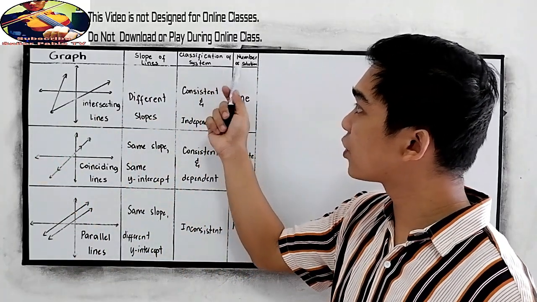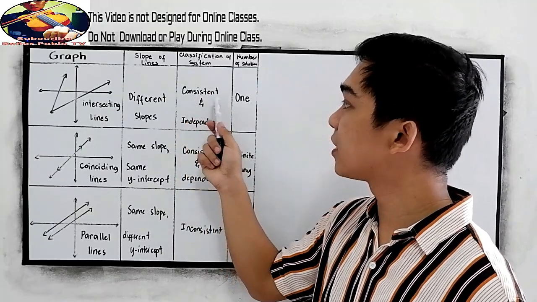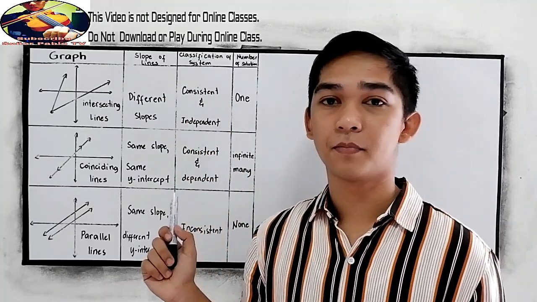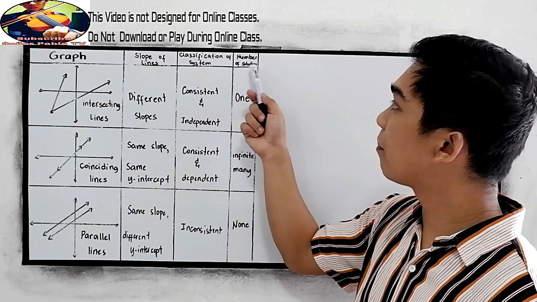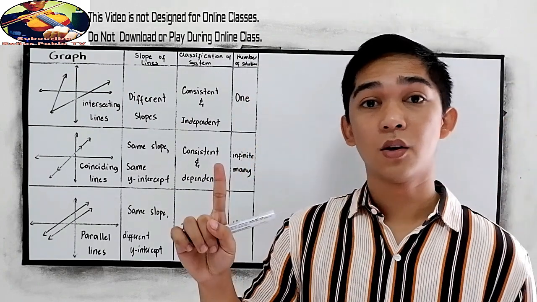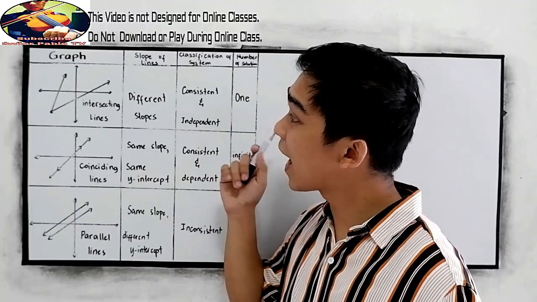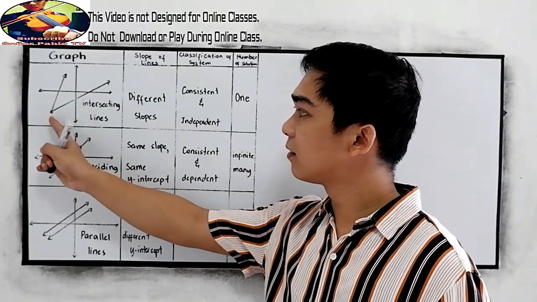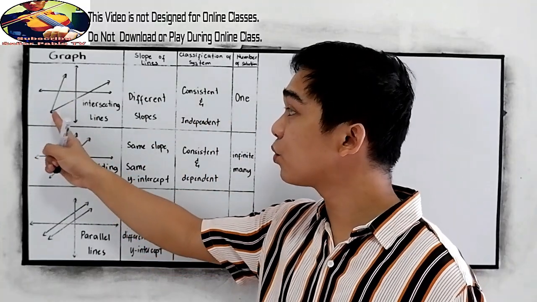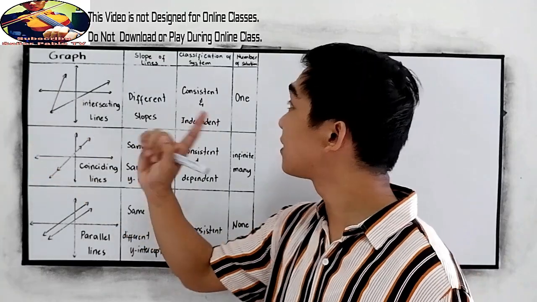And for the classification of the system, it is consistent and independent. And for the number of solutions, we have only one. This is also called the unique solution, because we only have exactly one point where the two lines intersect. And that is our solution.